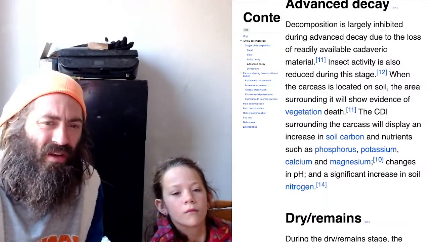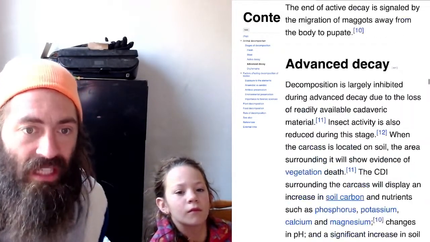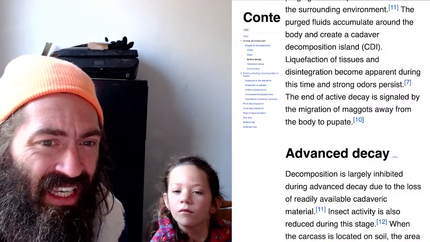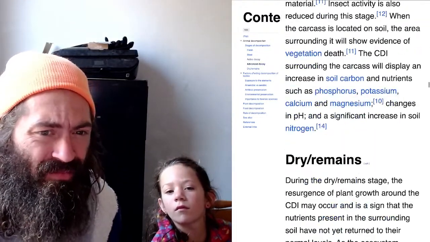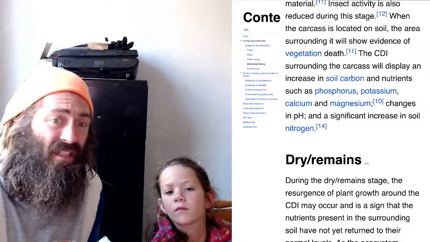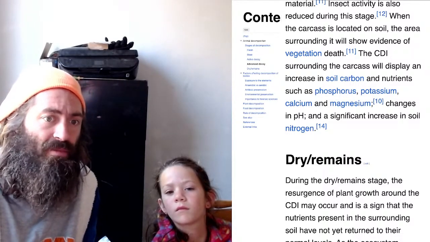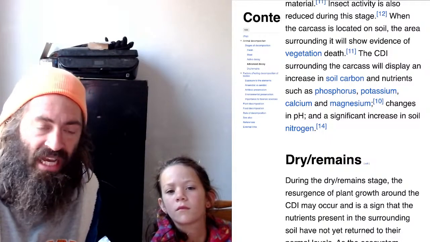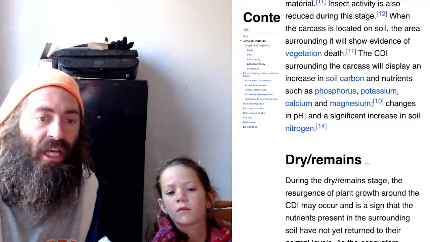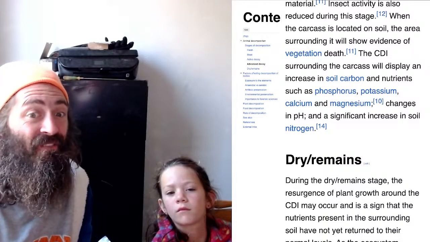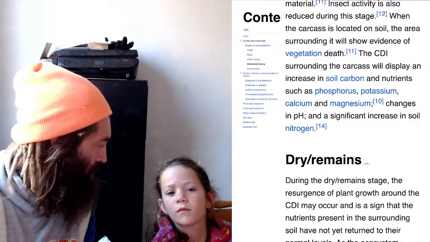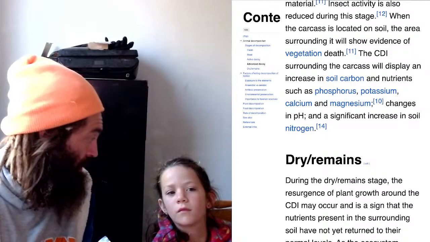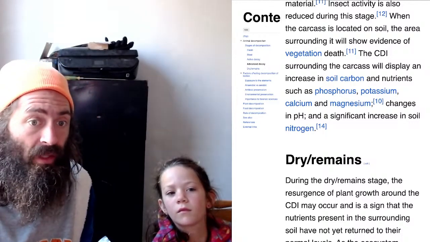The cadaver decomposition island, the CDI, surrounding the carcass will display an increase in soil carbon and nutrients such as phosphorus, potassium, calcium, and magnesium, changes in pH, and a significant increase in soil nitrogen. So death, at the advanced stage of decay, will increase nitrogen in the soil.